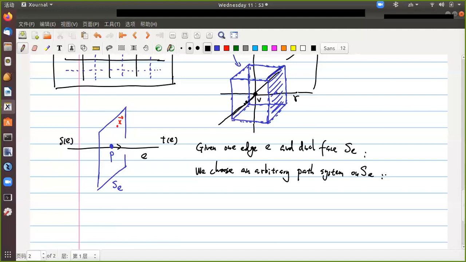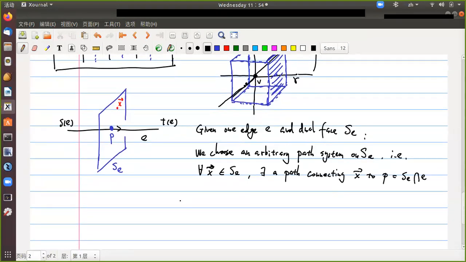So what is the path system? Namely, for any x belonging to S of E, there exists a path connecting x to the intersection point P. So P is the intersection between the dual surface S of E and the edge E. Okay, and now to define the flux, once we have the path, I should illustrate this path. So this is the path.